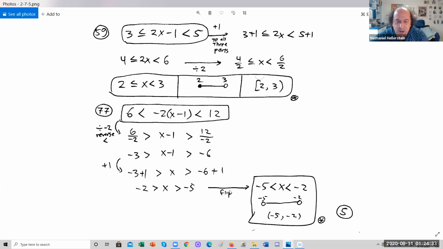So if 2 is greater than x, that is greater than -5, then you flip them all over, you get -5 is less than x is less than -2. Here's the open interval. It's an open interval if it doesn't include either endpoint, between -5 and -2 and not including the endpoints. The notation for that is round bracket, -5, -2, round bracket.